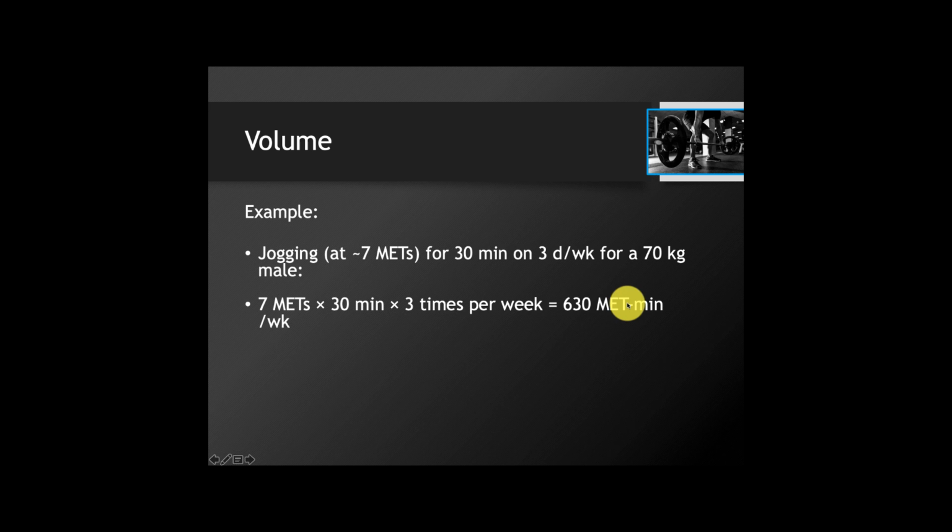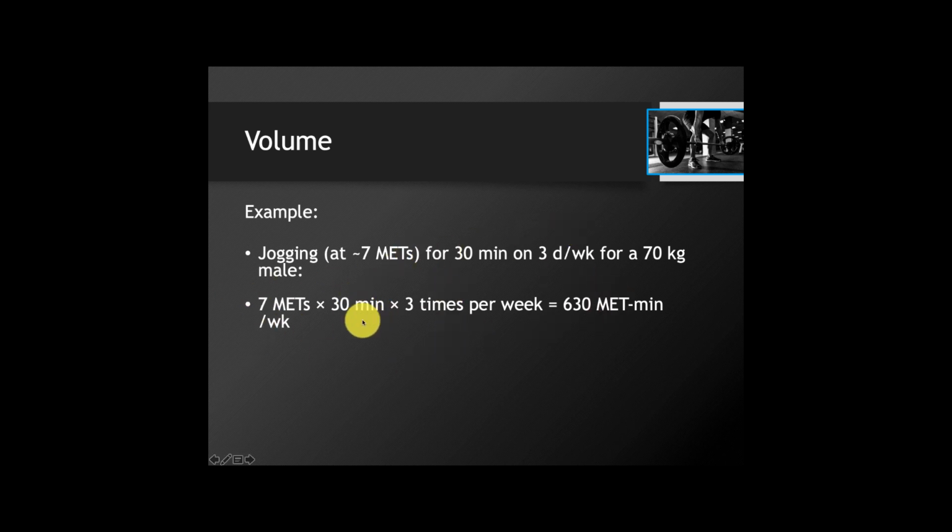Now, if we go back to that ACSM standard that I just told you guys, ACSM said if we want to fight chronic illness, and reduce our susceptibility to certain diseases, then we have to be between 500 and 1,000 METs per week. And with this volume here, we've reached it, right?